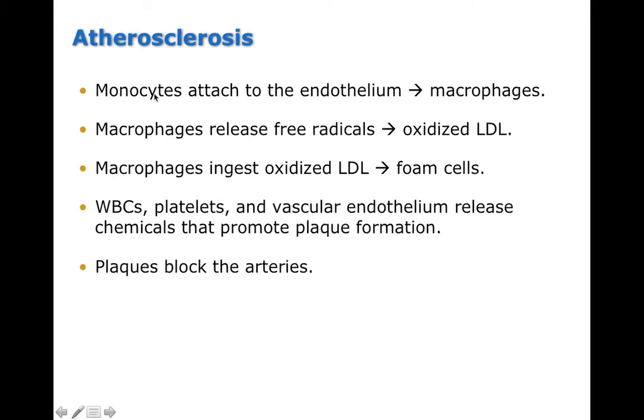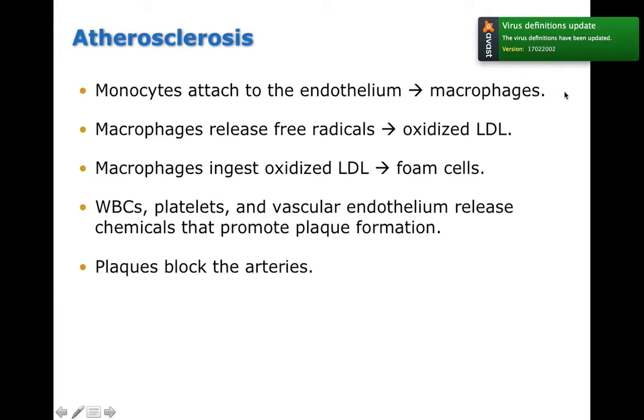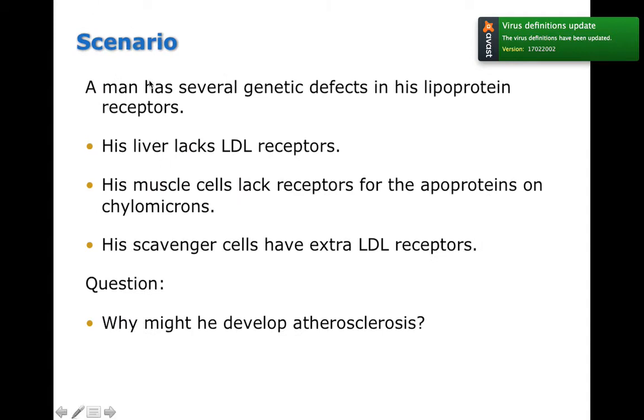Now, what happens here is that monocytes attach to endothelium, and they become macrophages. These macrophages release free radicals that can oxidize these lipids in an attempt to break them down. When the macrophages ingest oxidized low-density lipoproteins, they become foam cells, and they're kind of overloaded in terms of their ability to break down these lipids. Now, white blood cells, platelets, and vascular endothelium also release chemicals that promote plaque formation and inflammation. And the problem here is that plaques can block arteries, or they can cause the artery wall to rupture, which can cause blood clots. So the scenario here says a man has several genetic defects in his lipoprotein receptors.